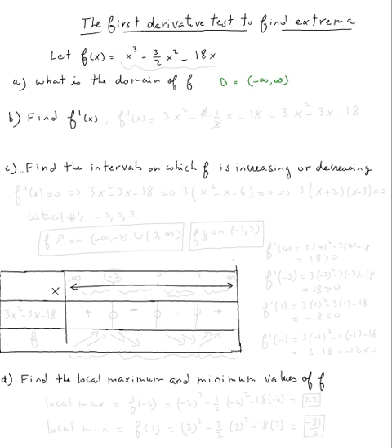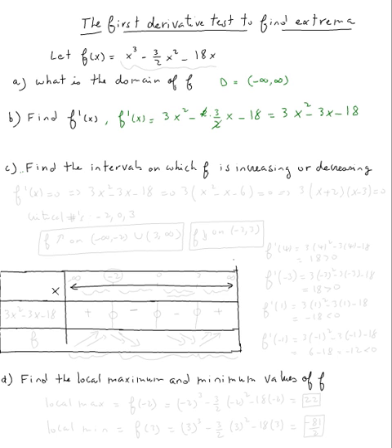Now we need to find the derivative. So f prime of x is equal to 3x squared minus 2 times 3 over 2 x, 2 minus 1 is x, minus 18. Now to simplify, this 2 goes with this 2. So this will be equal to 3x squared minus 3x minus 18. So that's the derivative. Now we need to find the intervals on which f is increasing and decreasing.